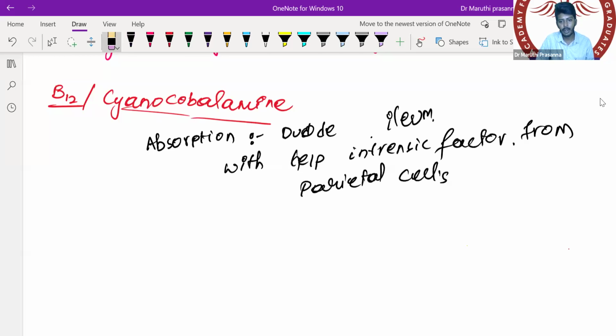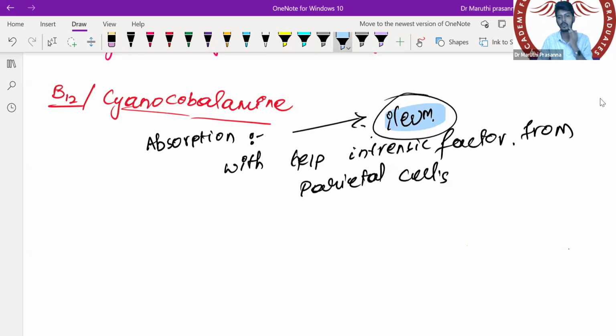If you are getting confused, just write one, no problem. It occurs in the duodenum also, but also in the ileum. So remember, ileum is the point. If you want to remember only one, remember ileum. If both are given, you can mark both. If they ask for the single best, it is ileum. It occurs with the help of intrinsic factor, which is produced from the parietal cell. Is that clear?